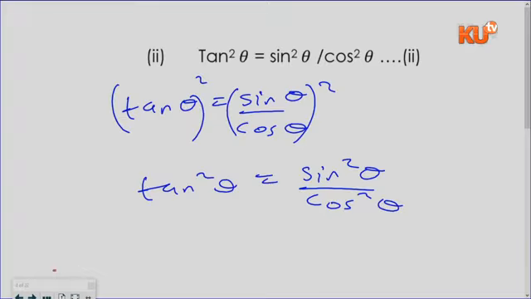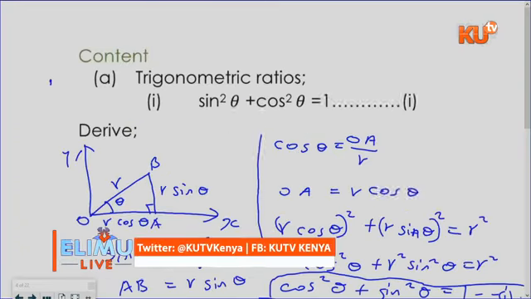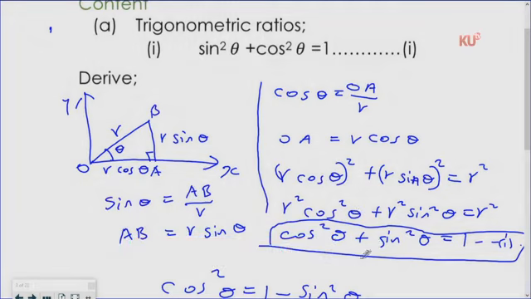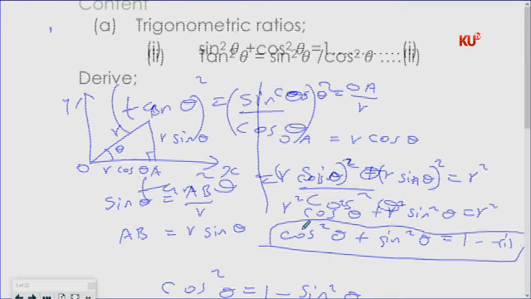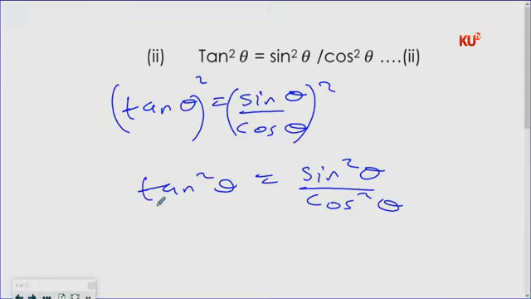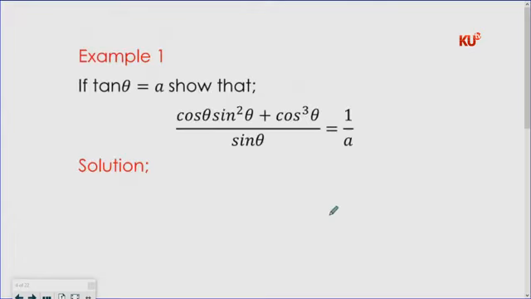So when I talk about the first identity, you have to know that we are referring to this particular identity: cos squared theta plus sine squared theta is equal to 1. Then the second identity that I'll be talking about is this: tan squared theta is equal to sine squared theta over cos squared theta. So don't forget these two identities. Let's look at an example.